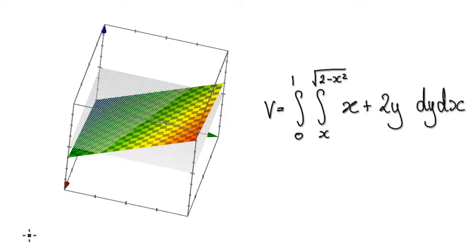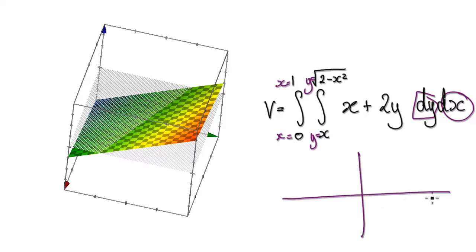Okay, so to do this we need to understand our region, the region in which we're trying to integrate. If you look at this, dy here would mean y equals something, and this x dx here would mean x equals something, and we need to understand what's going on here. So let's try and find the region.